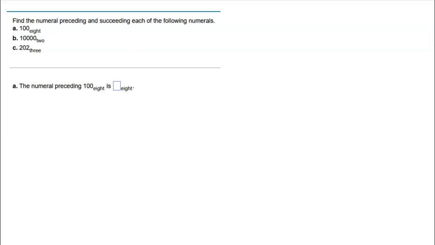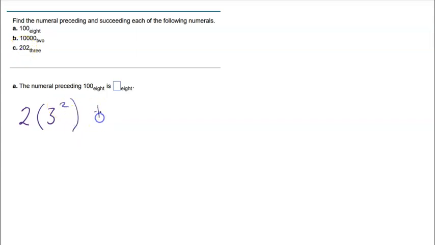202 base 3. Okay, so first of all, we don't have to do this, but let's just figure out what 202 base 3 actually is in base 10. Okay, so this is going to be 2 times, this is base 3, so this is going to be 3 to what power? What position is it in? This is 3 to the 0, the middle 0 is 3 to the first. This 2 is 3 to the second power.